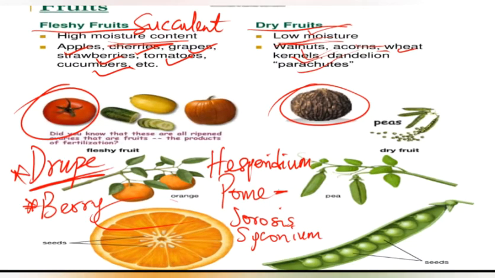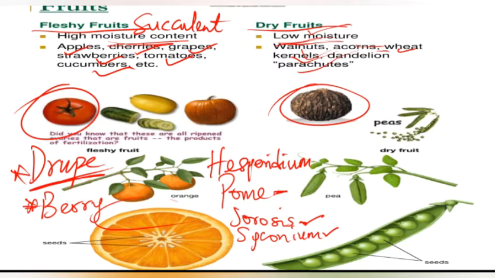Syconium is commonly classified as a false fruit. Even the sorosis group is also classified as a false fruit. The same thing with the pome. They are also false fruits. But the only thing here is that we call them simple false fruits.